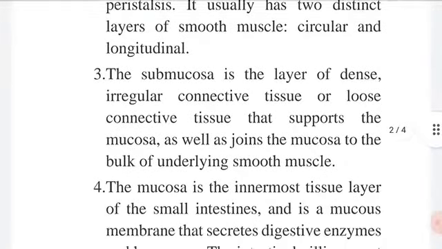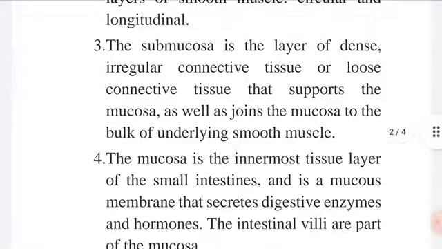The submucosa is the layer of dense irregular connective tissue or loose connective tissue that supports the mucosa as well as joins the mucosa to the bulk of underlying smooth muscles. So this is the third layer. Submucosa is the third layer of connective tissue, and it is responsible for joining the mucosa to the smooth muscles.